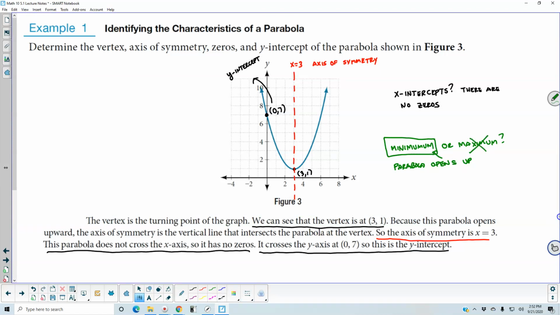Okay? So what is the minimum? Well, the minimum is the y-coordinate, and it happens at the value of x. So at x equals 3, the minimum occurs at the y value of 1. So that means that this represents the minimum at y equals 1.